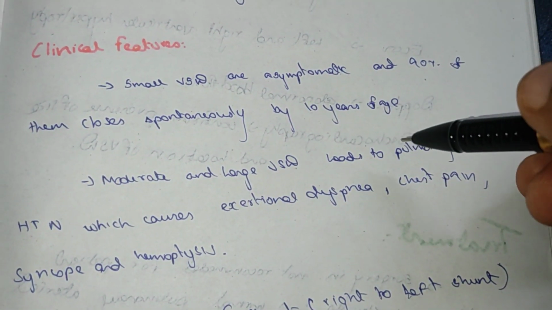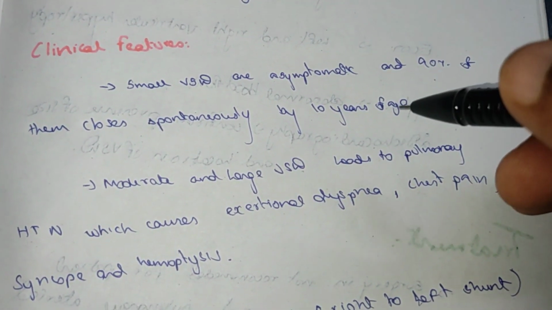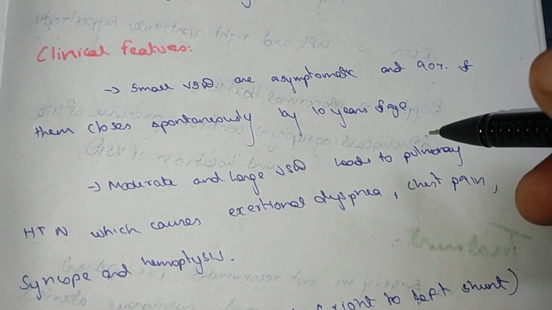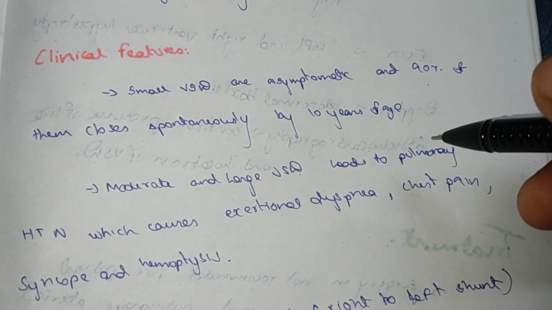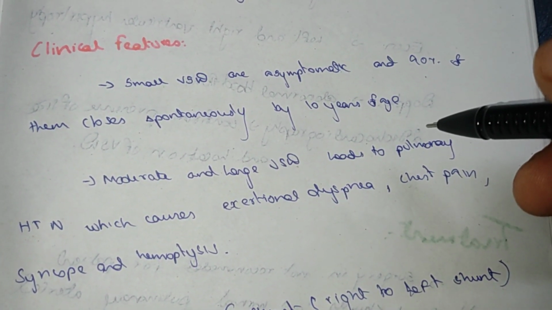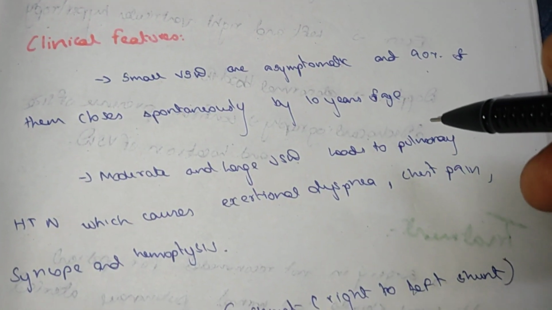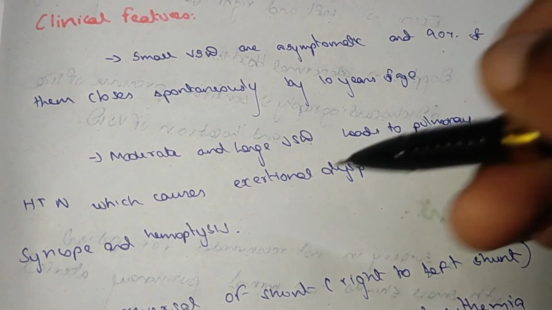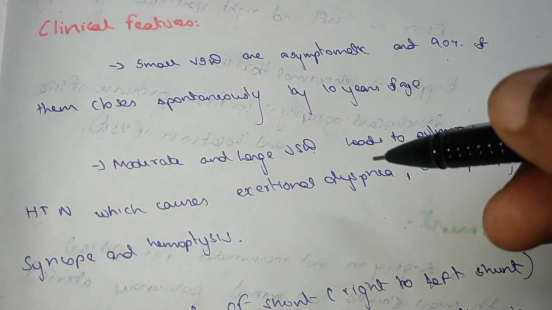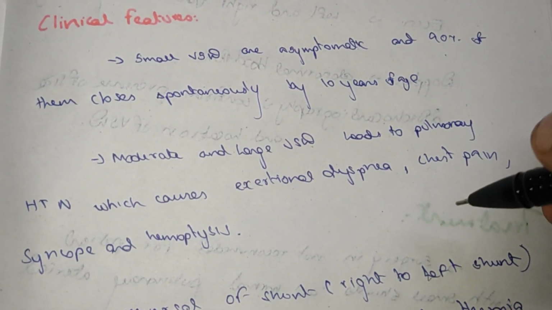The clinical features of this ventricular septal defect: small VSDs are asymptomatic, and 90% of them close spontaneously by 10 years of age. Moderate and large ventricular septal defects lead to pulmonary hypertension.